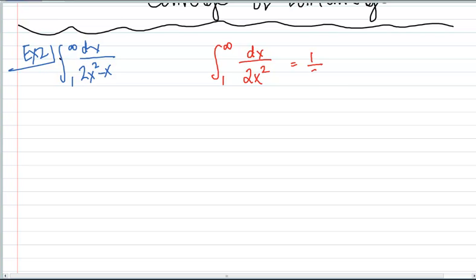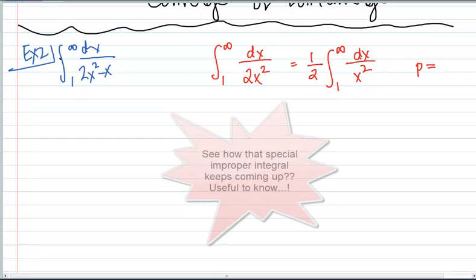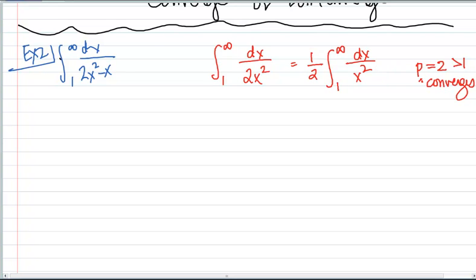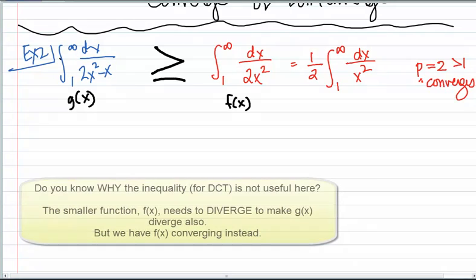Well, this integral, even though it has the 2 in the denominator, I can factor that out and write it out as this. And this would be that same form as 1 over x to the p power, but p equals 2, which is greater than 1, which means it converges. The denominator is getting bigger, so the fraction is getting smaller. So my inequality goes this way, and this is my f, whereas this is my g. So the smaller function converging, not useful. That's why we need to use the limit comparison test.